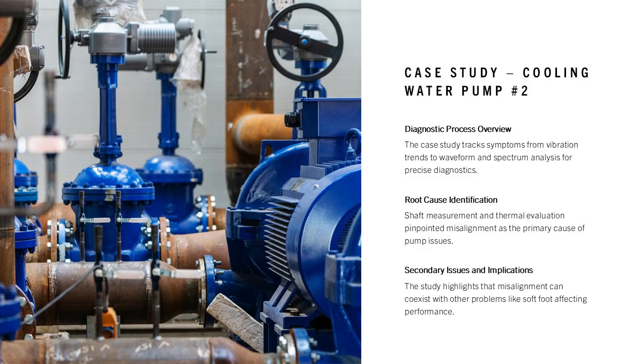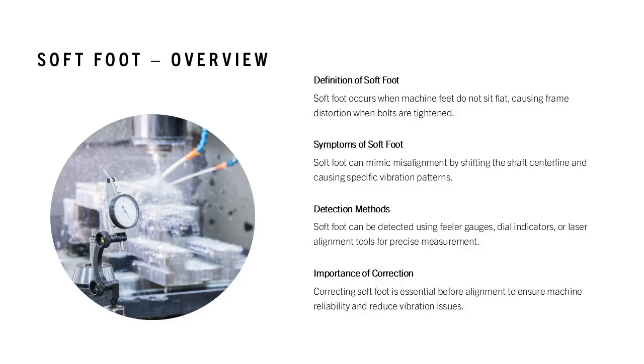soft foot. Soft foot occurs when one or more machine feet do not sit flat on the baseplate, distorting the machine frame when bolts are tightened. It can mimic misalignment symptoms by shifting the shaft centerline and generating one order and two orders vibration. This slide explains how to detect soft foot using feeler gauges, dial indicators, or laser alignment tools, and why correcting soft foot is essential before alignment.